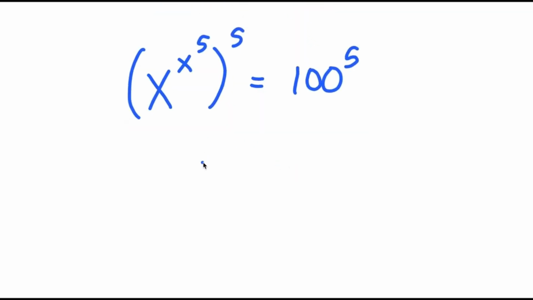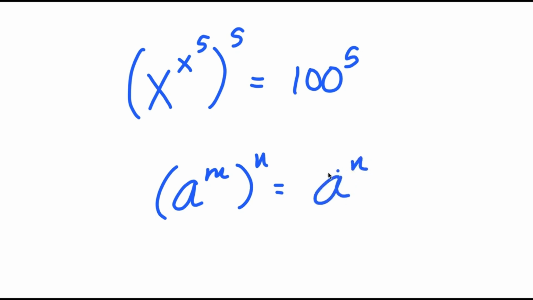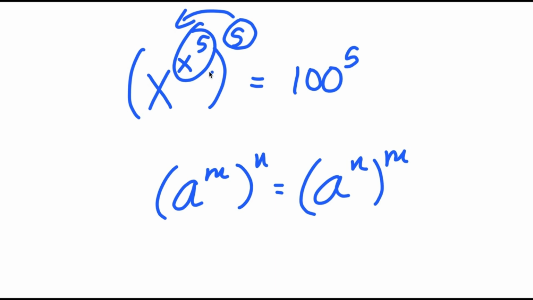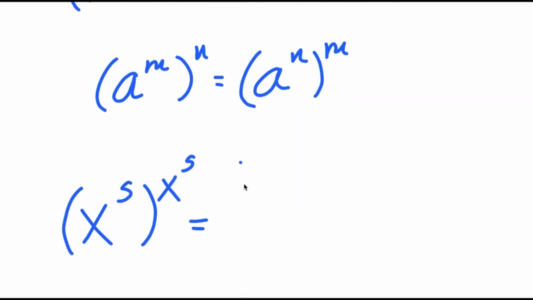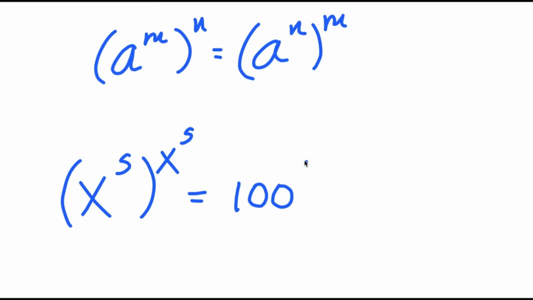And now if I have something in the form a to the power of m to the power of n, this is the same thing as a to the power of n to the power of m. So x to the power of x to the power of 5 to the power of 5, I can switch the places of 5 and x to the power of 5. So I get x to the power of 5 to the power of x to the power of 5 is equal to 100 to the power of 5.